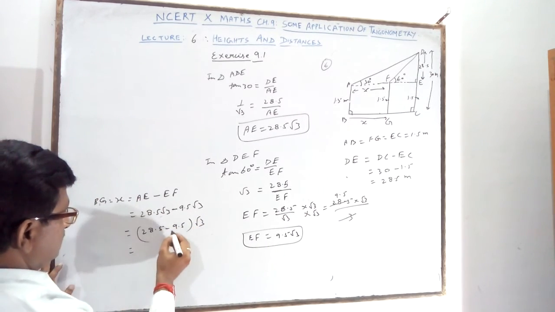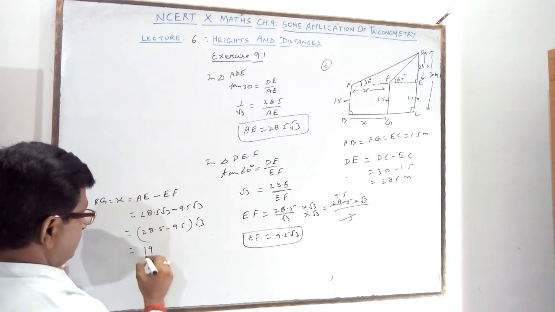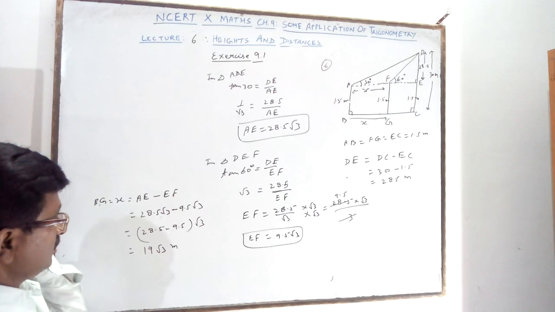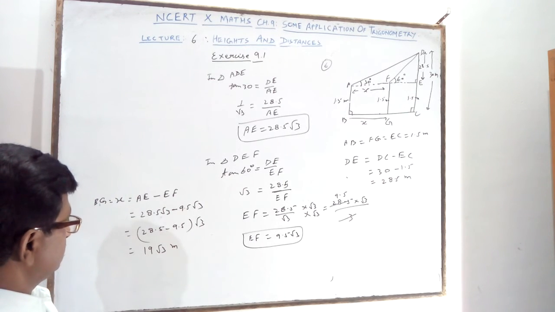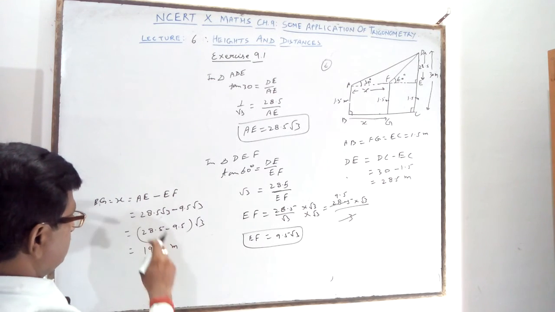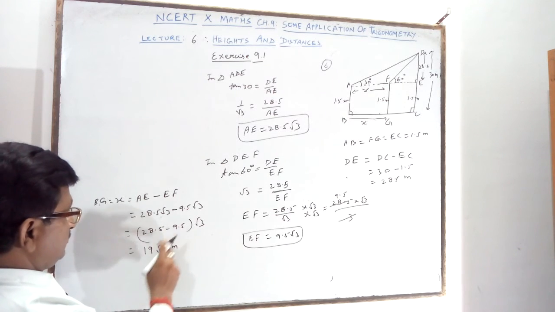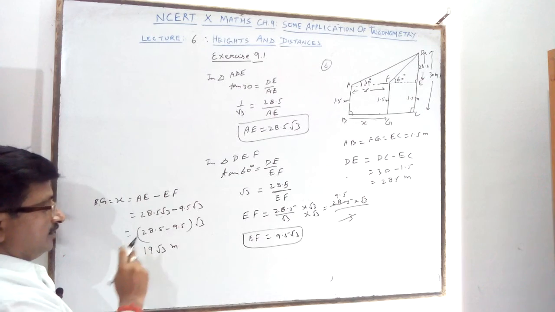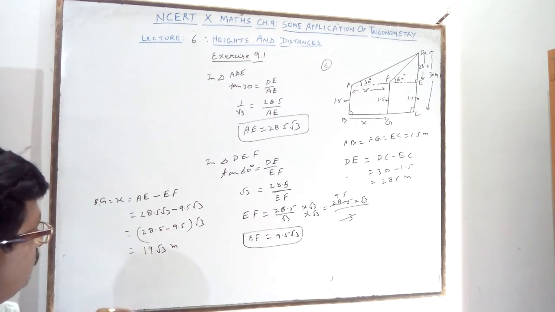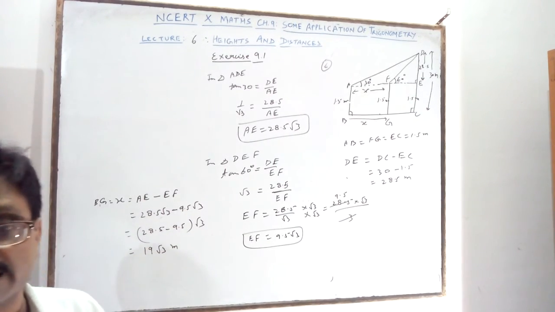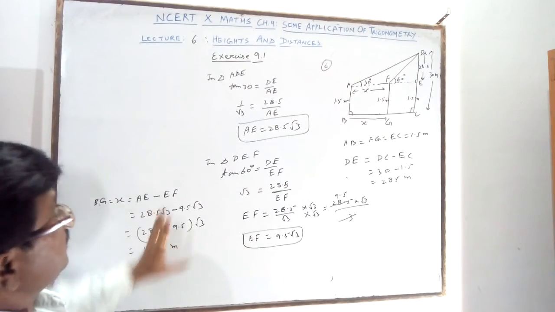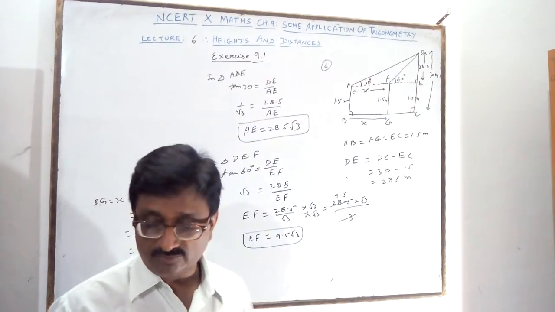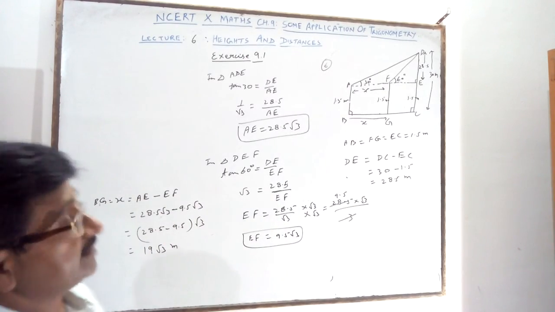That gives 19 root 3 meters. How much distance did he walk? 19 root 3 meters is the distance covered by the boy as the angle changes from 30 to 60 degrees. That's all for today, and in the next video I will tell the rest of the part. Thanks.